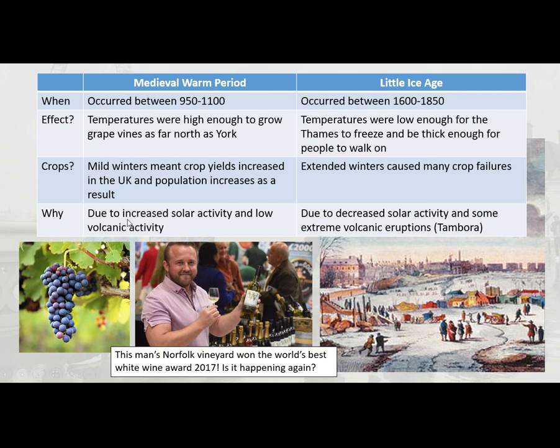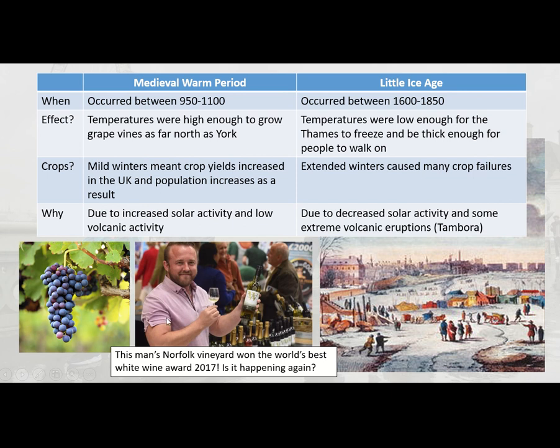And the reason that occurred, they think, is because of an increased amount of solar activity, so solar flares, and a period of low volcanic activity. Okay, so less volcanic activity, meaning that the sun's energy was actually not bounced off the ash clouds and things like that, global dimming we call it, which again we've covered in a previous session about the natural causes of climate change. So that summarises the medieval warm period, and again there's a picture of a grapevine if you didn't know what one looks like.